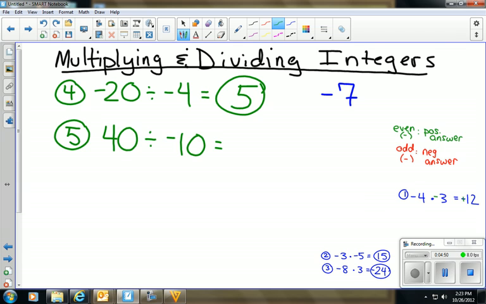Well, 40 divided by 10, that's 4. And since we have one negative sign, that's odd. The answer's got to be negative, so we end up having negative 4.